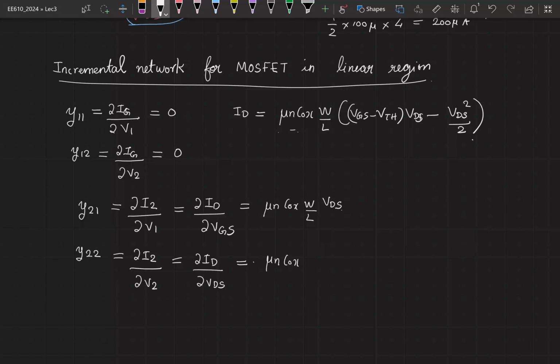This is mu n COX W by L. You differentiate the first term, you get minus VDS. Okay. So now when you work with MOSFETs, you don't keep calling it Y21 and Y22. Instead of Y21, you call this GM, right? This is also called the transconductance.